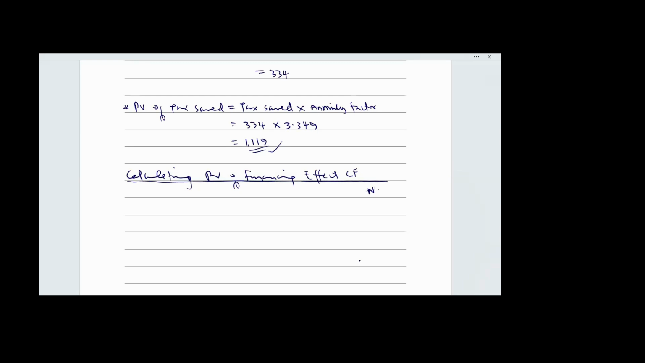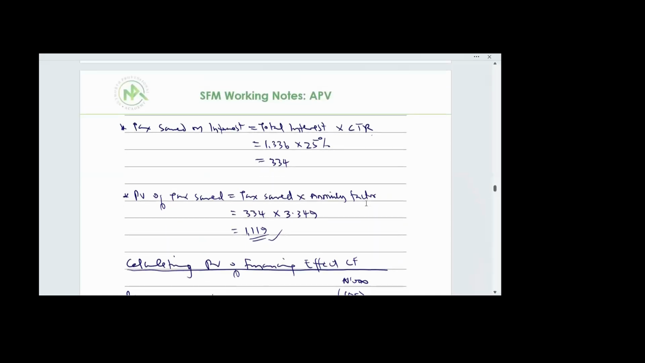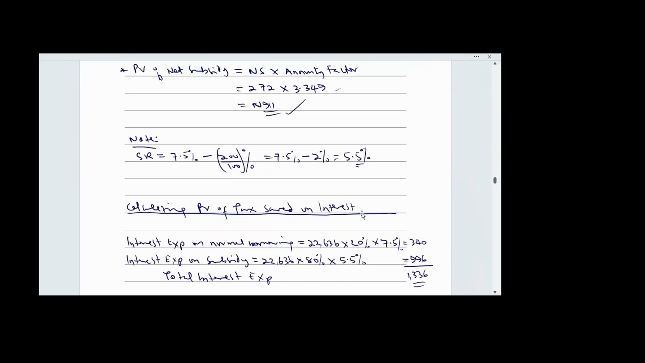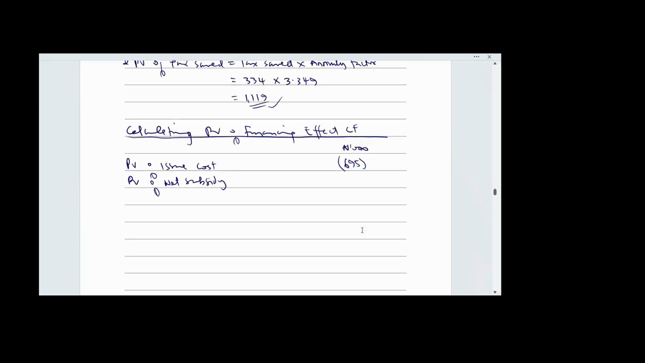Okay, figures in thousands. The first item is the PV of issue cost. We got 695,000. It's a cost. We also calculate PV of net subsidy, and we got 911. Then we calculated PV of tax saved.